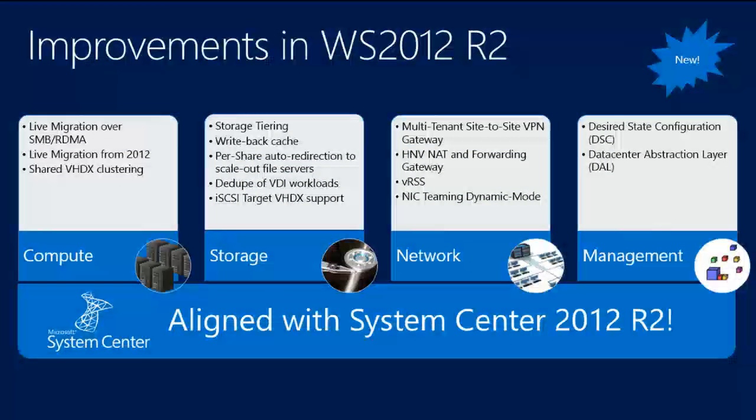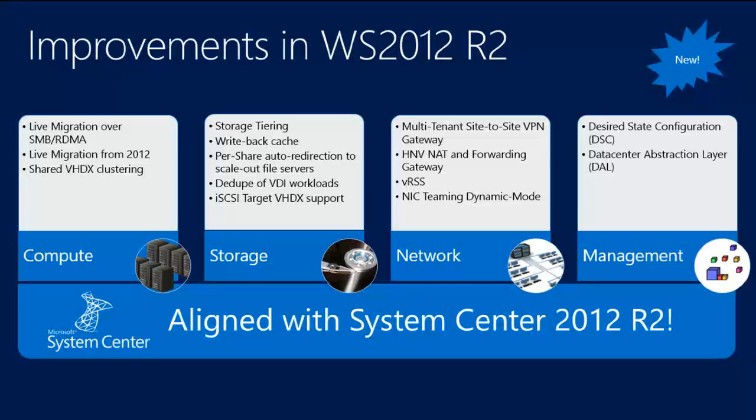So let's see what we did in 2012 R2. First of all, we continue to improve the platform. There are things that we can do better, and we continue to drive that to be more efficient, more scalable, faster. All of these things are really critical to enable you to build clouds using Server 2012 R2. So live migration became faster by taking advantage of RDMA. We also enable you to easily migrate from 2012 to 2012 R2 with live migration across versions.